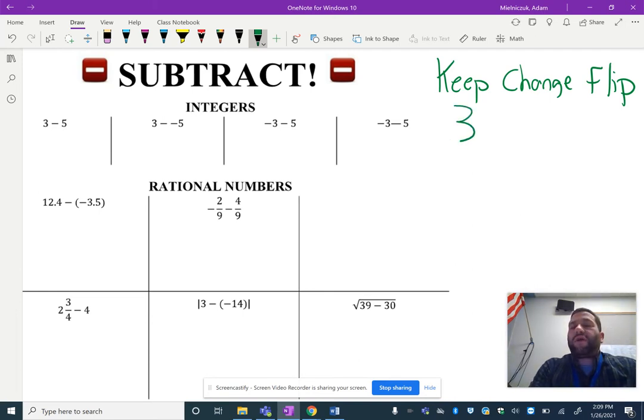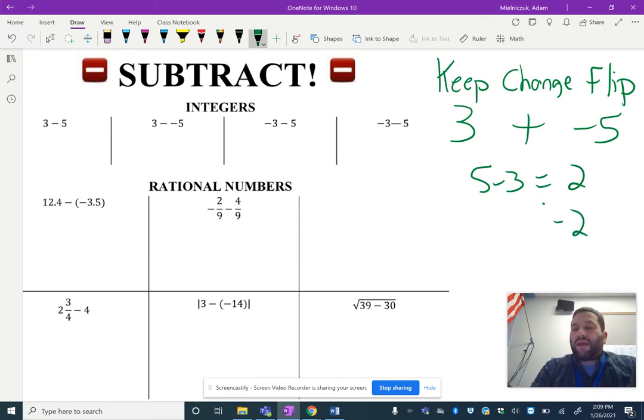I keep the 3, I change subtraction to addition, and I flip the sign on the number. So it becomes 3 plus negative 5. Now, we already know how to do that. When adding two numbers with different signs, you subtract them, take the sign of the bigger number. So it equals 2, but since the 5 is bigger, this will be a negative 2.